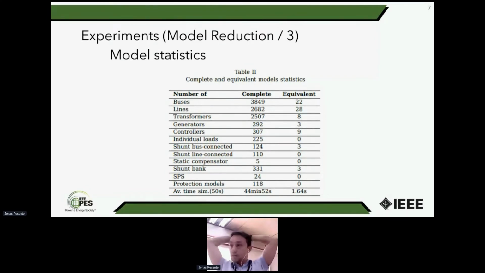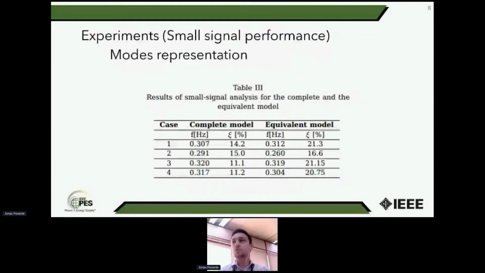Concluding this, there was a significant reduction of the size of the power system, which also impacts the computational burden, as presented in the slides. For this illustrative case, we are running a simulation of about 40 minutes, and we lowered it to a little bit more than 1 second. So there is a big difference between the two models for the simulations.